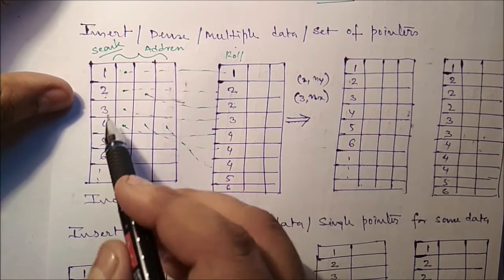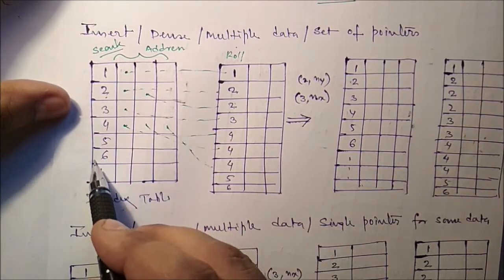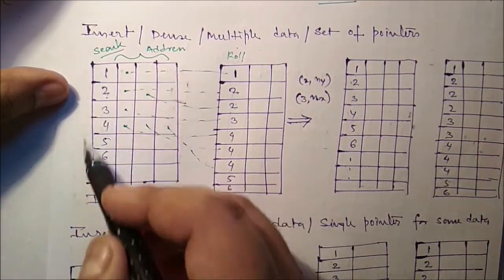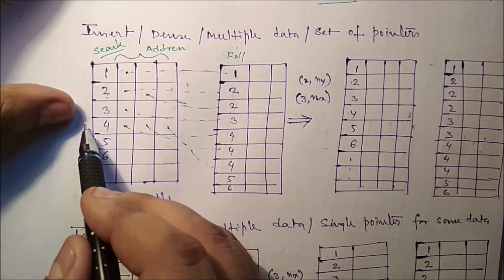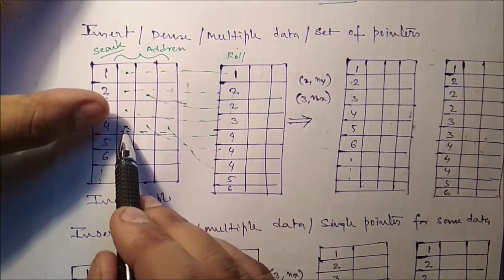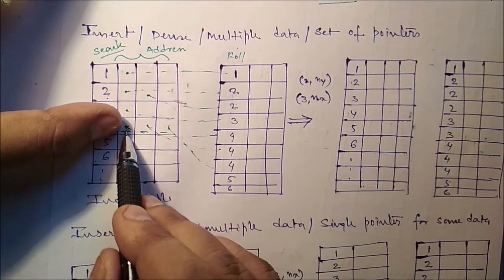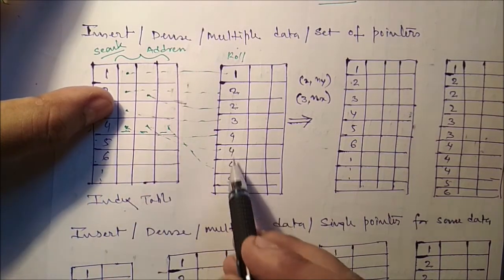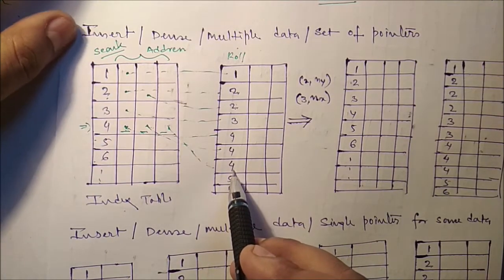Suppose we want to search whether roll number 4 is there or not. We may apply binary search because it is in ascending order, and here we can get 3 memory addresses. So we can directly jump to that particular data from this position. These are the addresses of the information for this particular row.